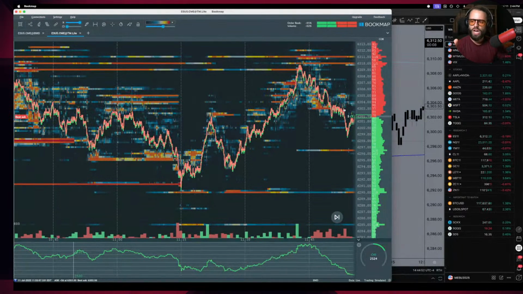If there's questions in the chat about that trade, throw them in there for me. So looking left at previous price, those are orders still resting.